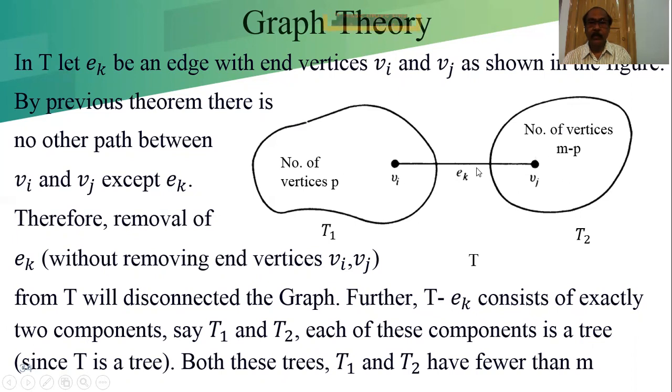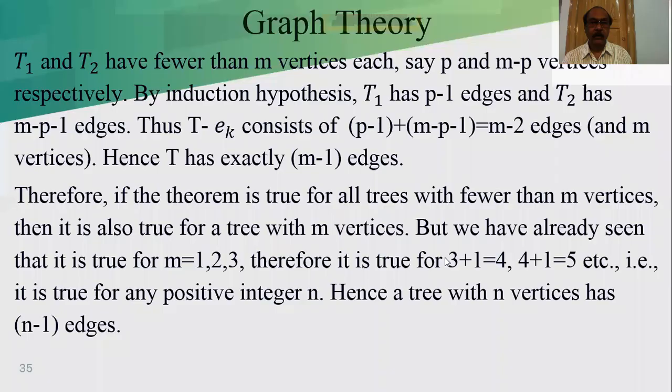T1 and T2 are parts of T. Both these trees T1 and T2 have fewer than m vertices, because the total is m. Suppose the number of vertices here is n1 and here n2. So n1 plus n2 is equal to m. Here we consider n1 equal to p, and n2 equal to m minus p. And p and m minus p are both less than m. T1 and T2 have fewer than m vertices each, say p and m minus p vertices respectively.